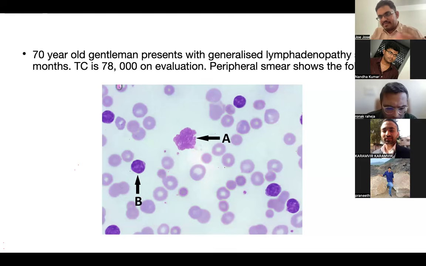Then if you have B symptoms, or hepatosplenomegaly or lymphadenopathy that is symptomatic or is causing an organ compromise. In all these conditions, that's where you treat. There's no implication of stage or anything on treatment.